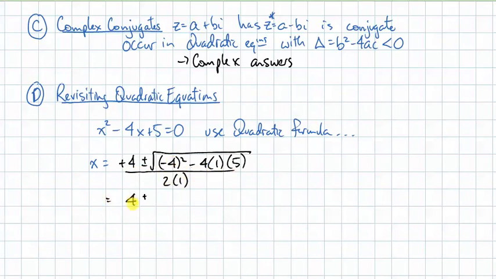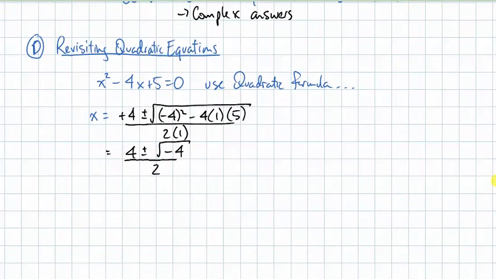Alright, observe that I have 16 minus 20. Well, that's negative 4. We would have stopped in the past and said we can't do anything with this, but not anymore. Here's what we're going to do. We're going to write this as root 4 root negative 1, knowing that the radical of a product is the product of radicals.